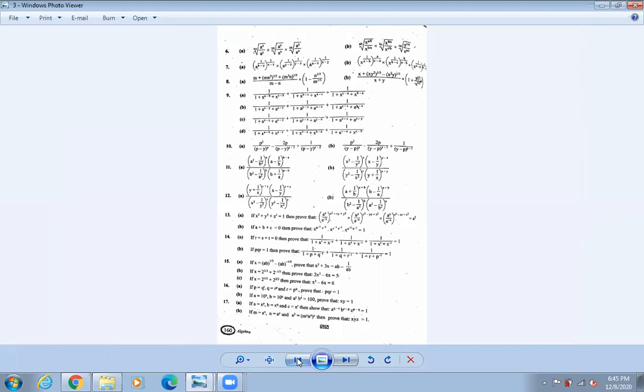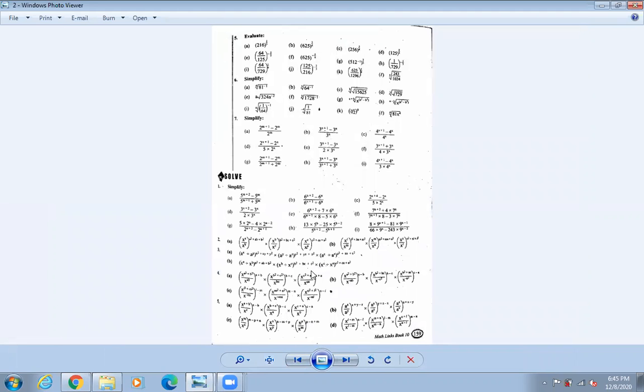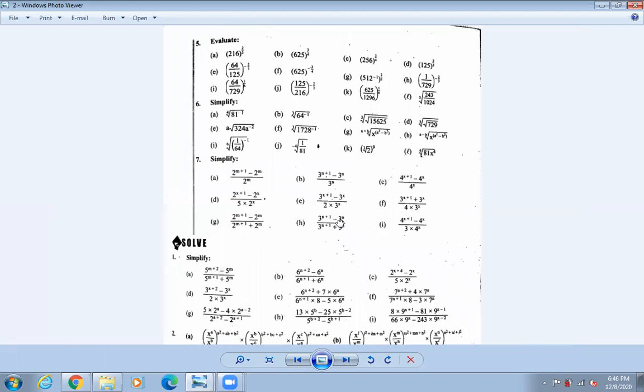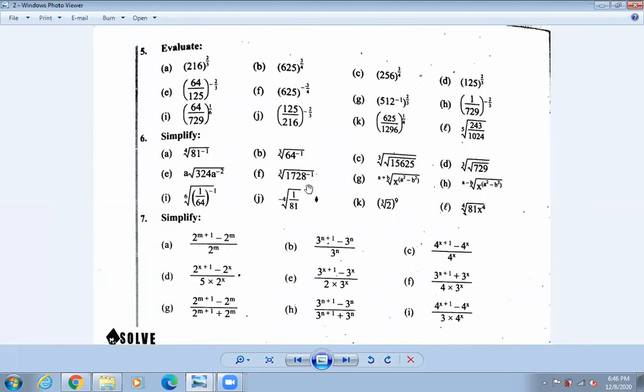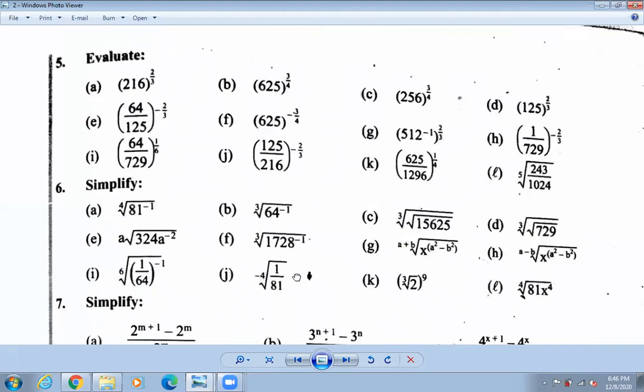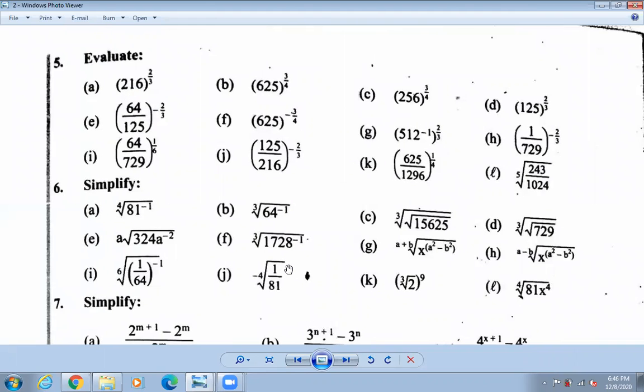Before starting, let me show you the questions. Questions 1 to 4, let us not do them. They are very simple questions which don't come in the examination, so let us not waste time. Since we need to complete our course a little quicker, let us go to the proper topics.